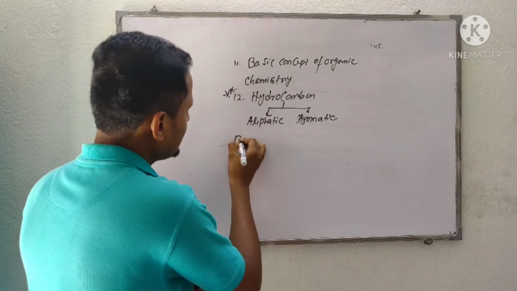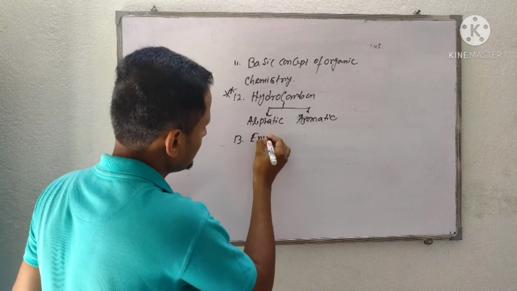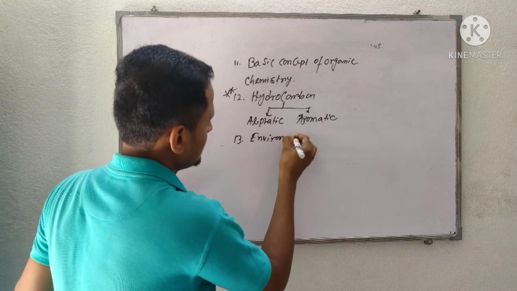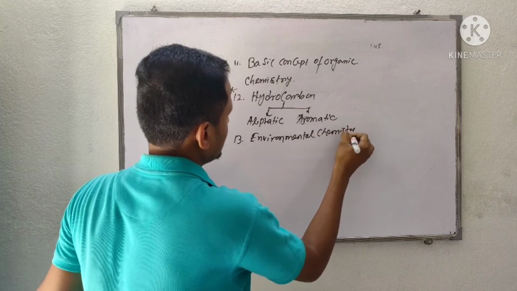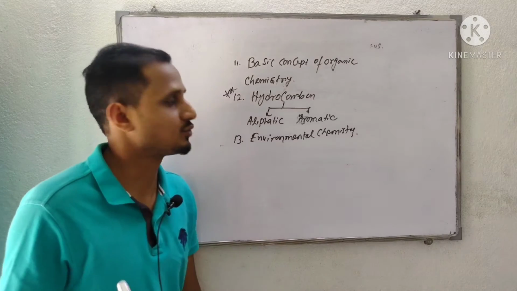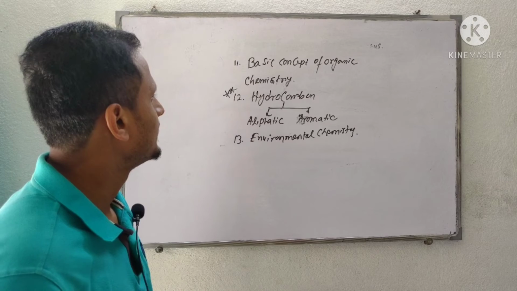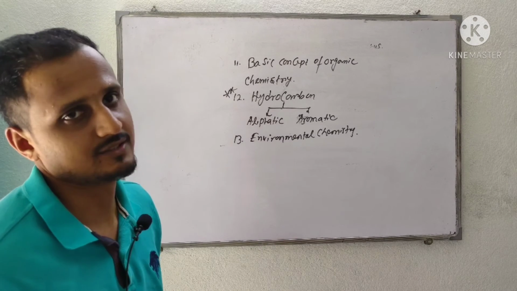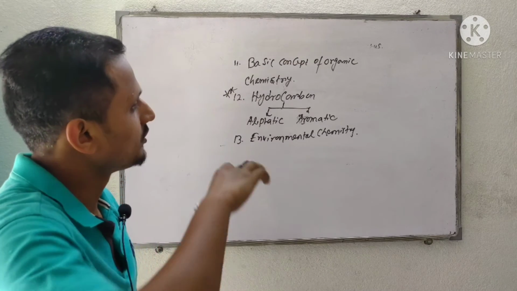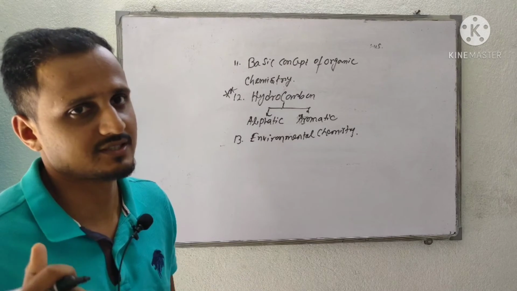Now next is your environmental chemistry. It is normally an easy chapter. So total 70 marks will be covered here only. Okay. So these are the chapters in your syllabus. Now I think you have understood what the inorganic chapters, organic chapters, and physical chapters are.